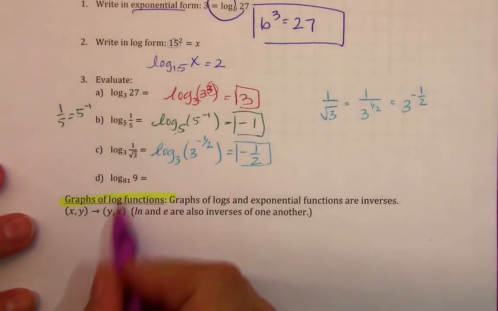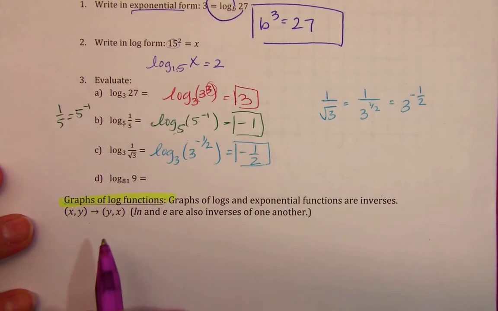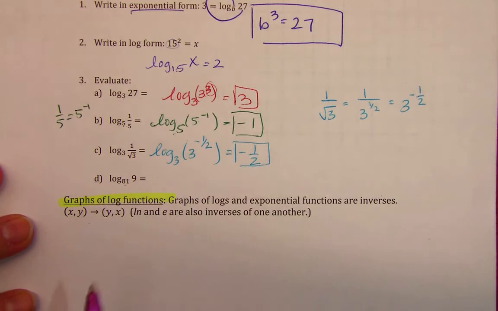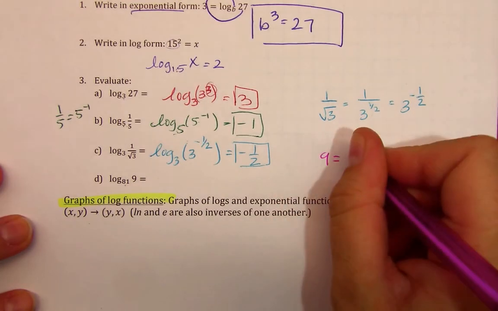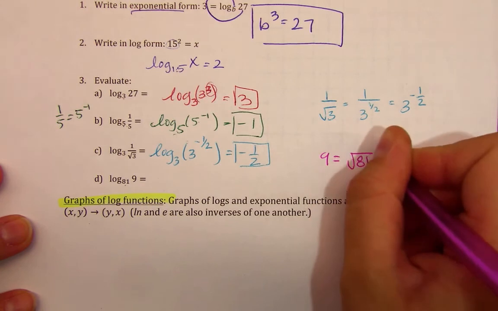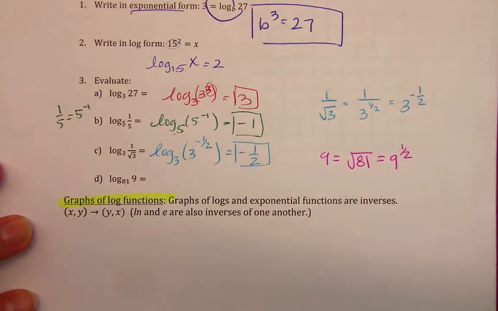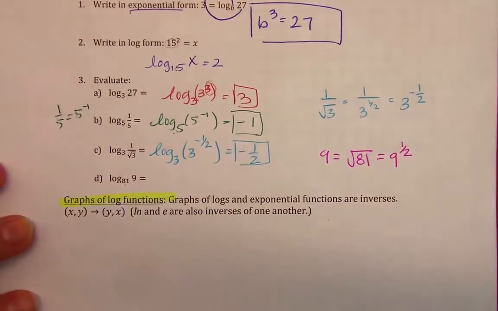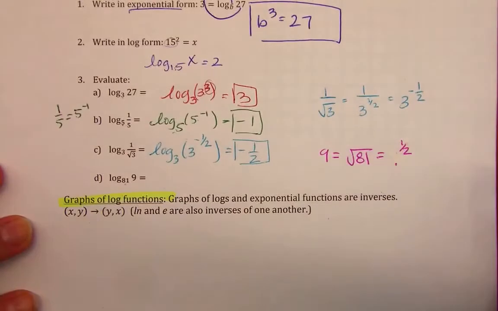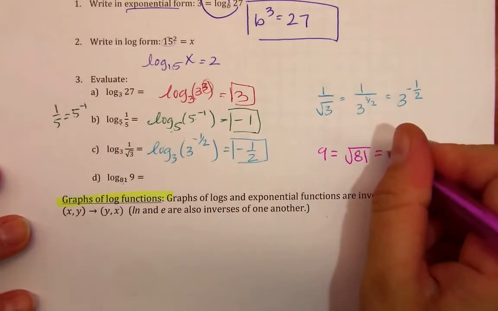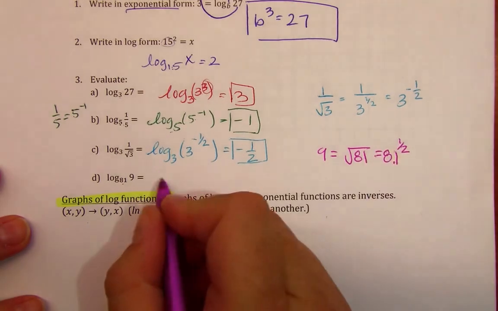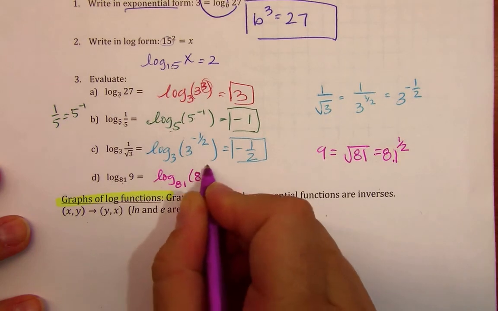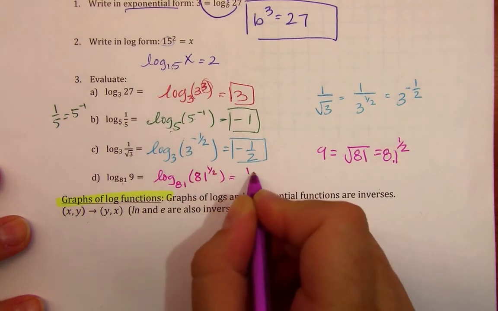In the last one down here, we can do the same thing. Now this one is a little bit trickier to see. We don't want to turn 81 into 9, we want to turn 9 into 81. Well, 9 is the same thing as the square root of 81, which is the same thing as 81 to the 1/2 power. So what we can do then is say log base 81 of 81 to the 1/2 power, and then my answer would be 1/2.